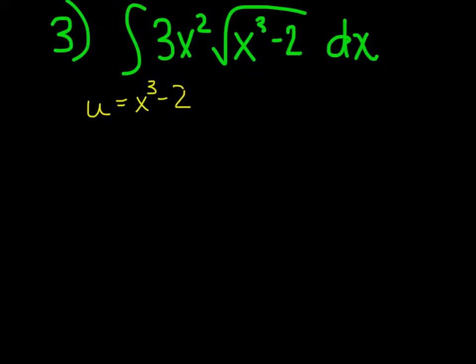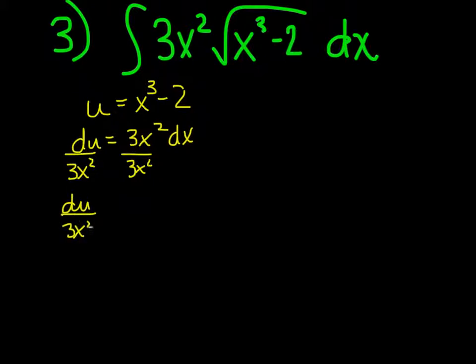Okay? What would the next step be? Hopefully you're saying you're going to take the derivative of both sides. So du equals 3x squared dx. What are we doing with that? That's right, we're going to solve for dx. So we're going to divide by 3x squared on both sides. So I have du over 3x squared equals dx. Next step is to, that's right, substitute that in for dx. And then we're also going to substitute the u in place of x to the 3rd minus 2. All right, so let's get started.